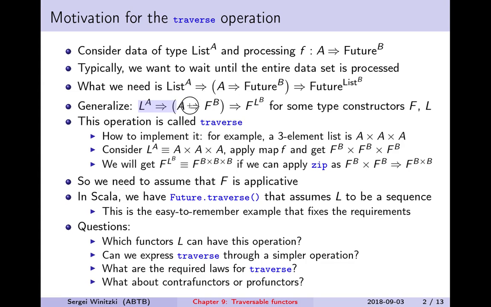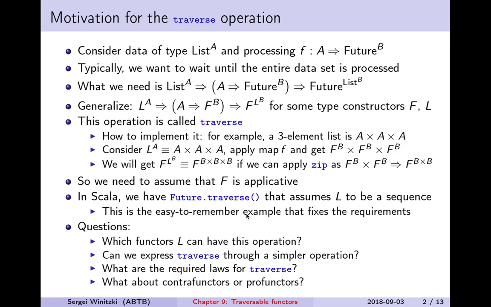So I always think that I have a list of some items and the processing makes me a future. So L is a list, F is a future, and then it is clear that I want this kind of type signature. I want to have a single future, and when that future completes, I want to have the entire list of processed data. And that's the easy to remember example. So not the other way around, for example, not a list of futures. I'm not interested in having a list of futures. I want a single future with the final list of the results.